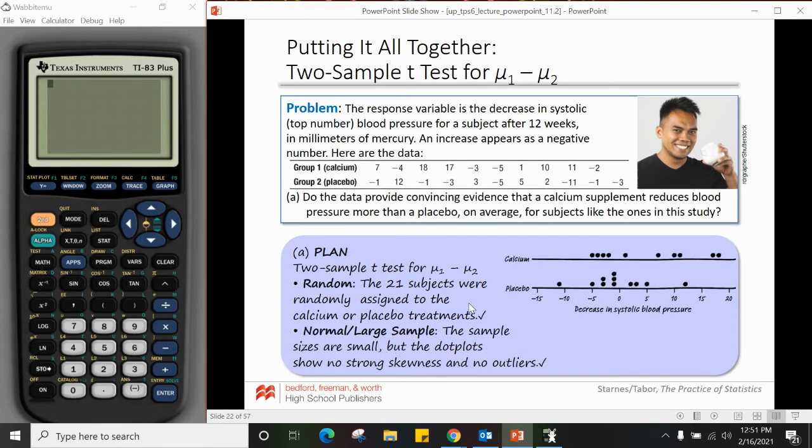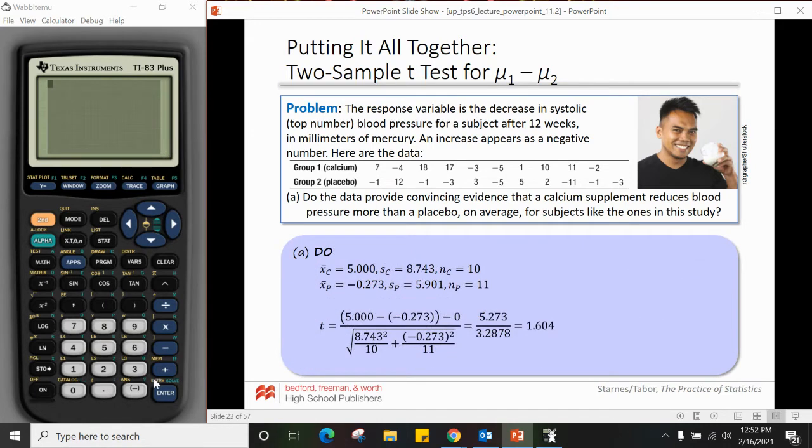For the plan phase, the randomness: the 21 subjects were randomly assigned to the calcium or placebo treatment, so we're good there. Since this was an experiment and not a sample of 21 people, we don't have to check our 10% condition. And then for the normal large sample, the sample sizes for both groups, 10 and 11, are certainly less than 30. We don't know it comes from a normal distribution, so we have to draw a dot plot and state, hey, there are no outliers and no strong skewness. So those are some things you just have to state.